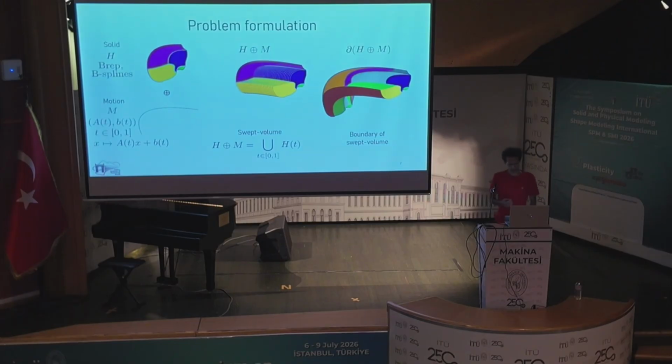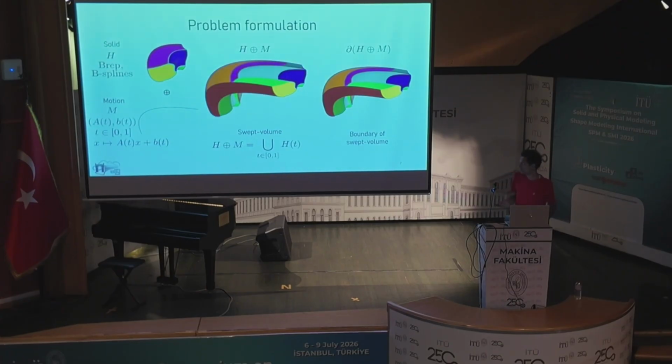Right. Now, to get started in earnest, the input has two parts. The first is a solid, which we will denote by H, and we use the industry standard boundary representation or BREP for representing H. In the BREP format, a solid is represented by its boundary, and this boundary may be composed of a number of faces which meet either with G1 or G2 continuity and so on.